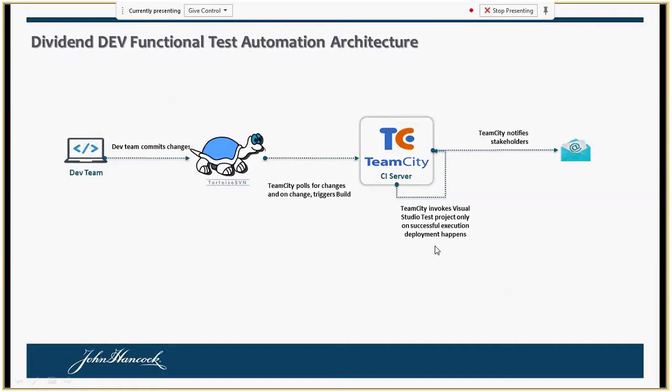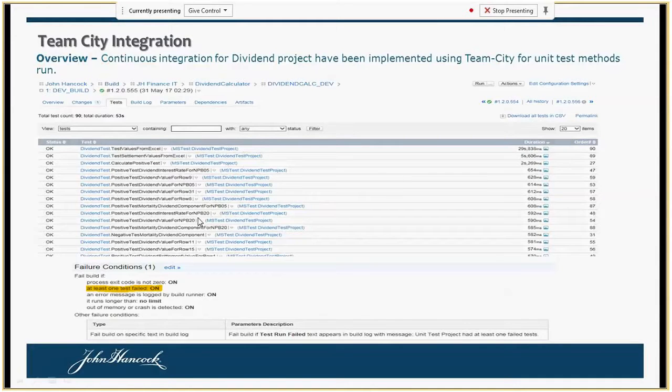And only on successful completion of the unit test checking, it makes a deployment. So if there is any issue encountered, it immediately notifies the stakeholders on any of the issues. And so this is how the TeamCity integration looks like.